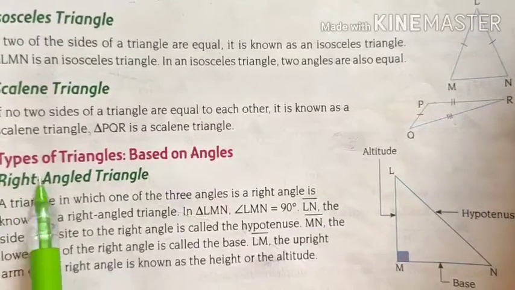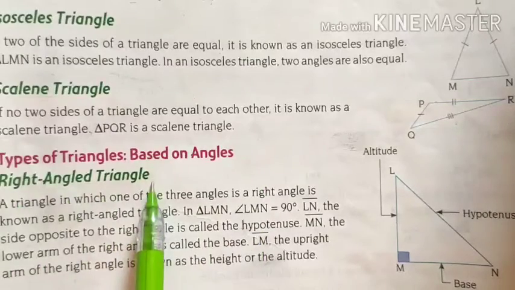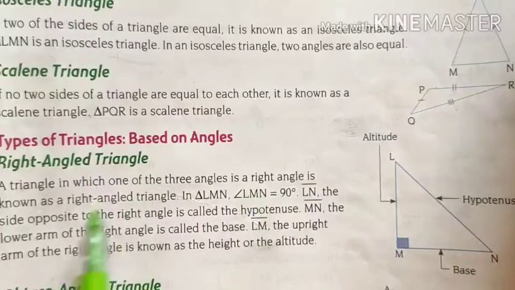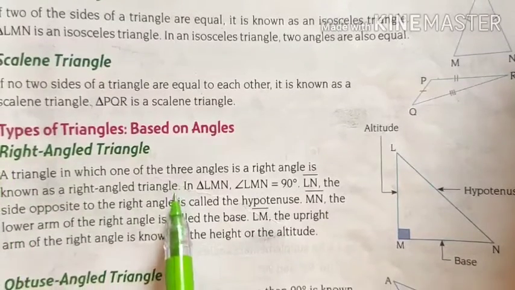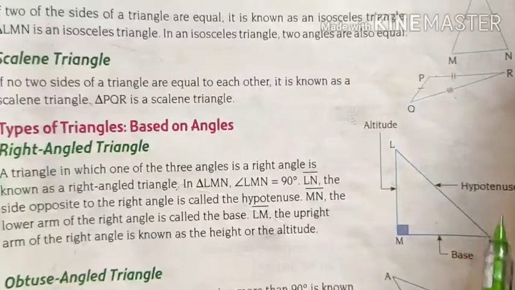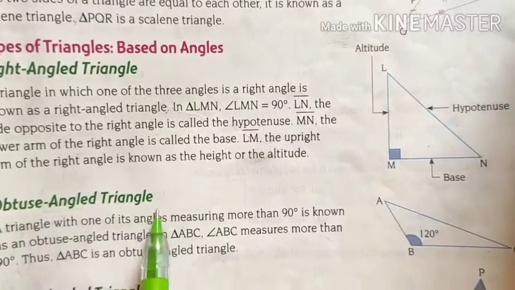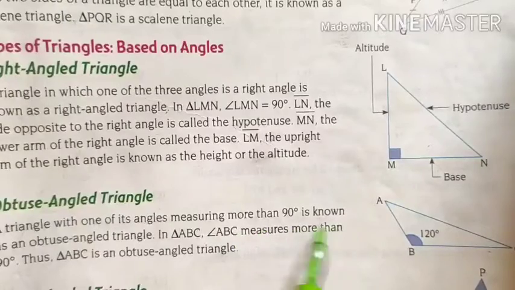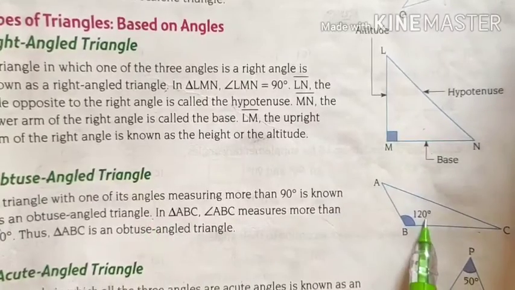The next one is types of triangle based on the angles. Right angle triangle. So here a triangle in which one of the three angles is a right angle is known as right angle triangle. That means only first line, first sentence we will write down up to triangle. Then we will draw this diagram and all these names we will write. This is hypotenuse, base and altitude, which is also known as perpendicular. Then obtuse angled triangle. A triangle with one of its angle measuring more than 90 degrees known as obtuse angle triangle. Up to here. Again the first sentence and this diagram.